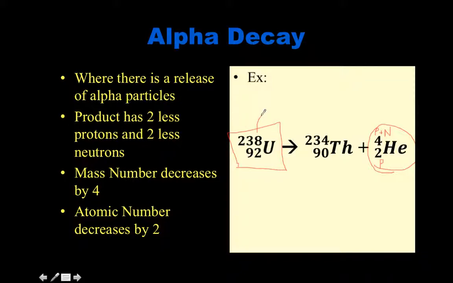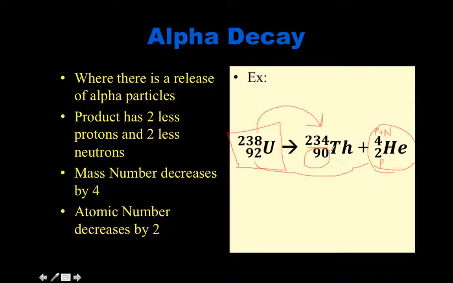So in order to find what that mystery element is right here, take 238 minus the 4, and you get 234. To find the element, you have to look up the atomic number. So we'll start here. Uranium has an atomic number of 92. We're going to subtract 2 from it to get 90. And element number 90 is actually thorium. Make sure that is correct.